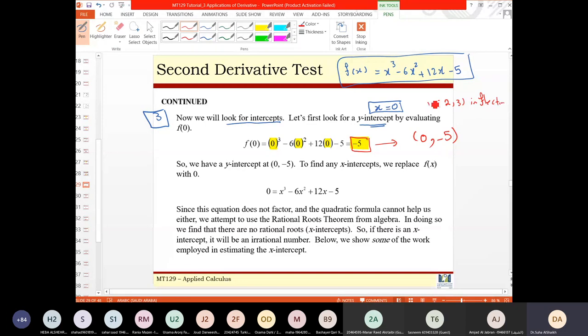So I have 2 points, this point and this point. This is very helpful. Now I still need to find the X-intercept. How can I find the X-intercept? By letting y equal to 0. What is the y? The y is f of x. So by letting x^3 - 6x^2 + 12x - 5 equal to 0. I'm letting this equal to 0.